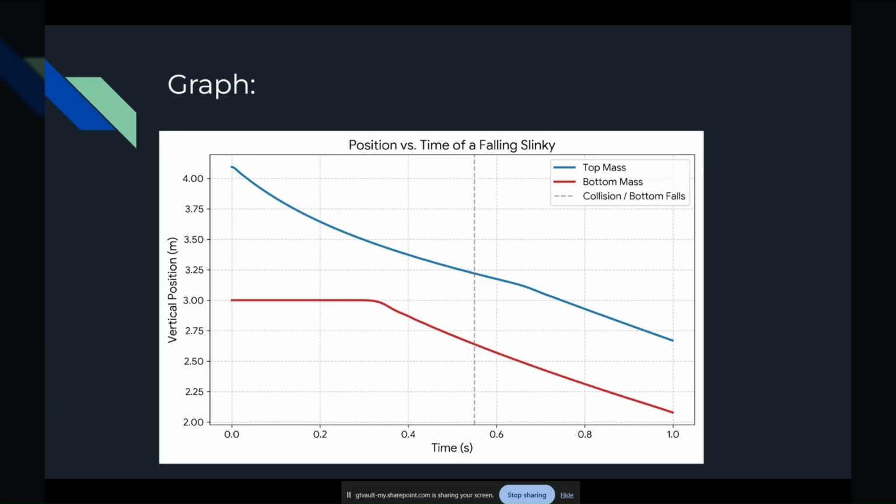This code generates the position versus time graph you see here. The blue line represents the top mass, while the red line represents the bottom mass. And then we can notice that at time 0, the blue line drops immediately with a steep curve, while the red line remains perfectly flat, indicating that there's zero change in its position. And the vertical dashed line shows the exact moment of collision, and the graph mathematically proves that the bottom mass does not begin to fall until the top mass physically reaches it.